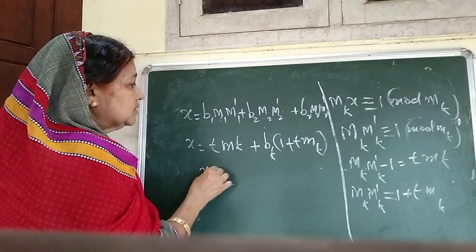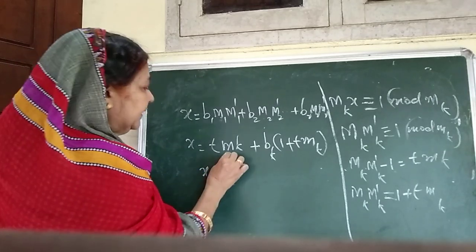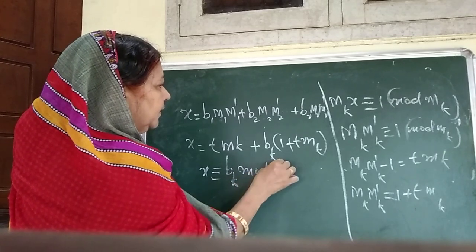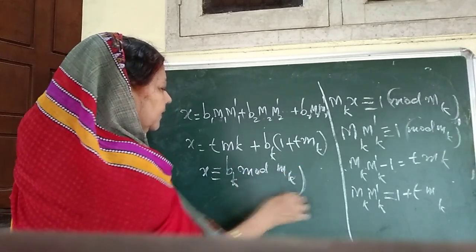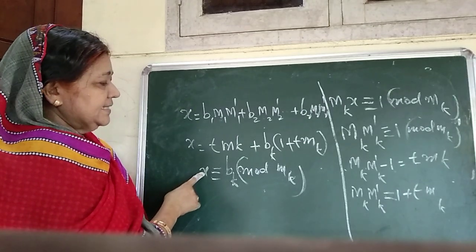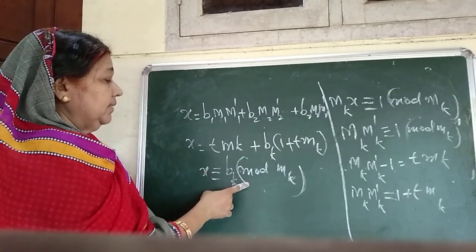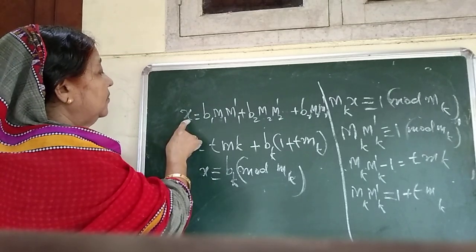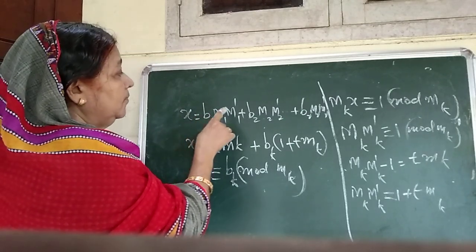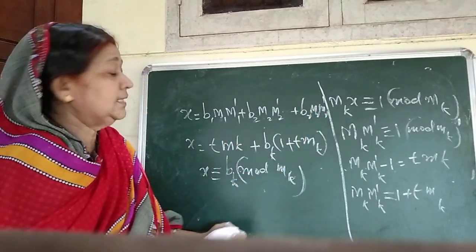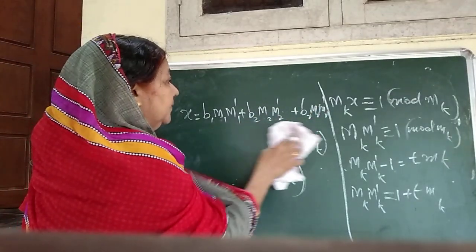Therefore, x is congruent to bk mod mk. Therefore, x is congruent to bk mod mk. Therefore, this system has a solution b1 M1 M1 dash plus b2 M2 M2 dash plus etc. plus br Mr Mr dash.